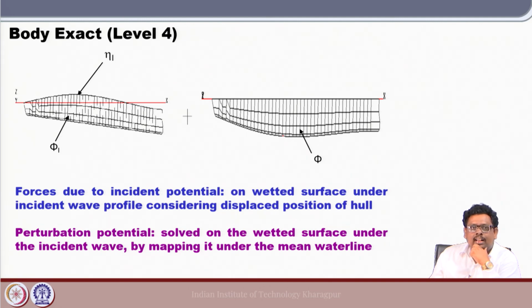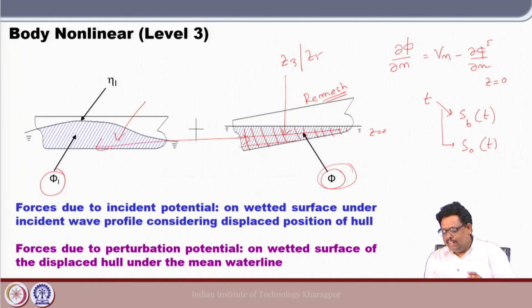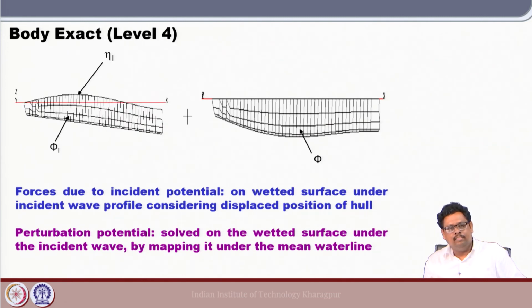Now, here at level 4, if you consider level 3, this exact weighted surface is not the same for both the forces, and that is why people have a problem. When you calculate this phi I on this surface, and we calculate the phi, there is a lot of difference. Now, in level 4 we try to sort out this problem.